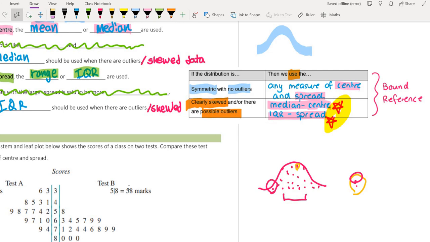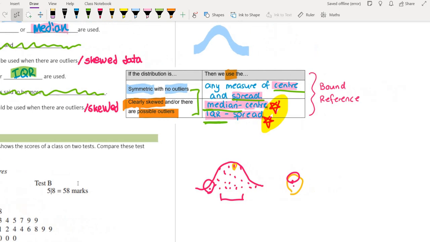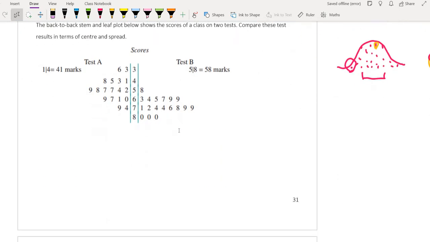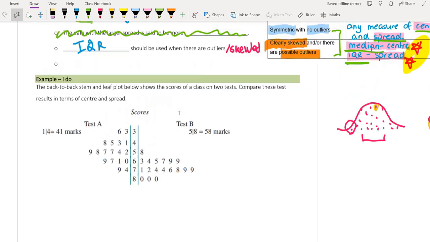But you might have noticed that in either case, you can use the median in this case or this case, and you can use IQR in this case and this case. So you might as well always use median or IQR no matter what your data looks like. But I'm going to give you an example for both anyways.